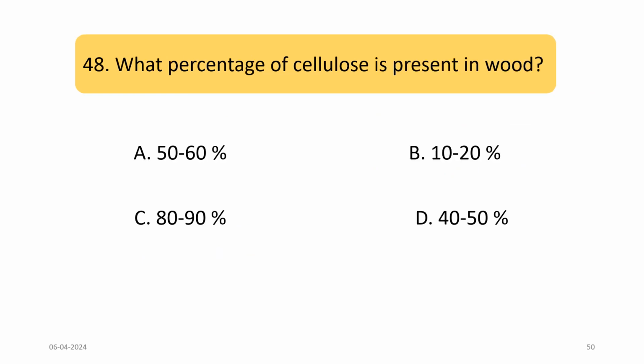Next, what percentage of cellulose is present in wood? What percentage of cellulose is present in woods? The answer is 40 to 50%. So 40 to 50% cellulose is present in wood.